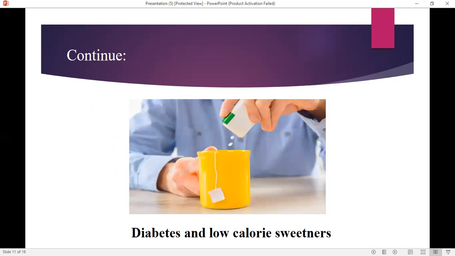As you all have seen your parents or grandparents using this in their teas, the reason is that it is low in calories and it is safer for their health.